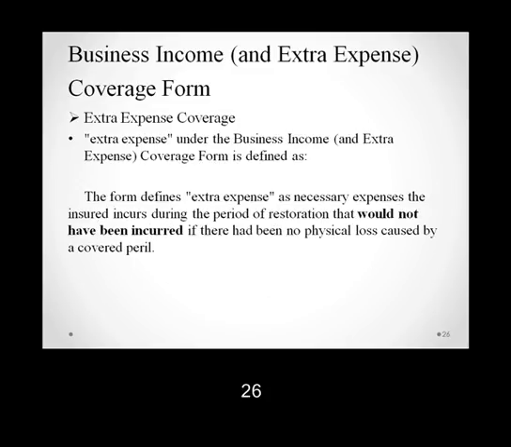We said that there is no waiting period for extra expense coverage. This is because the extra expense is necessary expenses the insured incurs during the period of restoration that would not have been incurred if there had been no physical loss caused by a covered peril, and occurred immediately when business is interrupted.